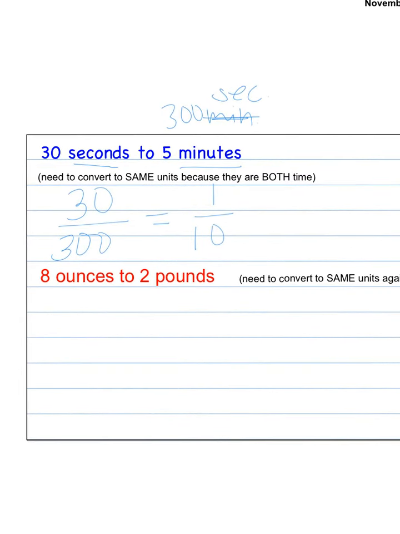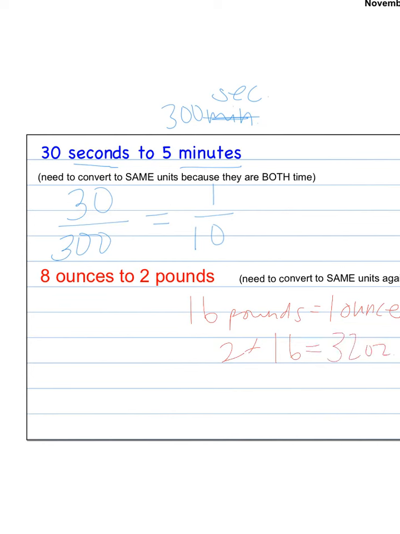Same thing goes for this one. So we have 8 ounces to 2 pounds, but they need to be in the same unit. So I'm going to convert pounds to ounces, and there are 16 ounces per 1 pound. So that means I would take 2 times 16, which would give me 32 ounces.